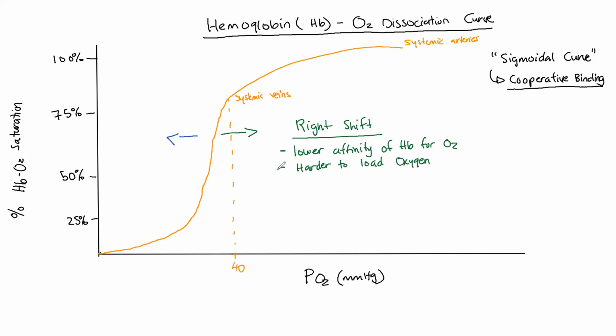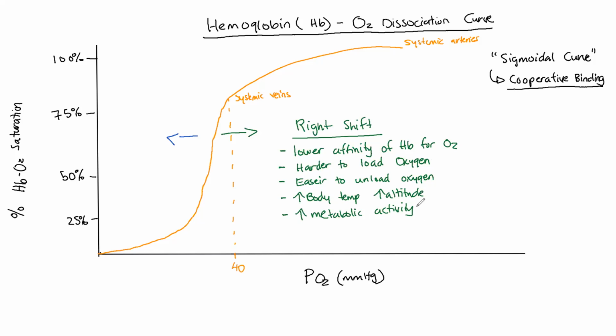Another way to say that, it is easier to unload oxygen. Okay, and we see this in states such as increased body temperature, increased altitude, and anything that increases metabolic activity. So increased metabolic activity is going to cause a right shift in the hemoglobin oxygen dissociation curve.